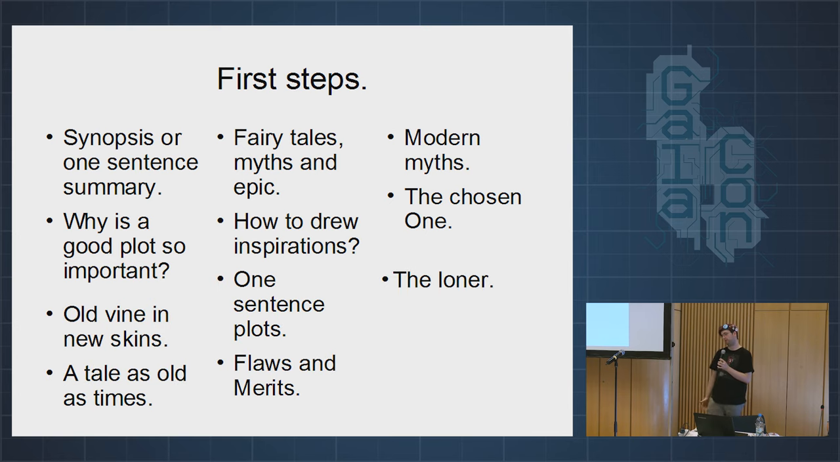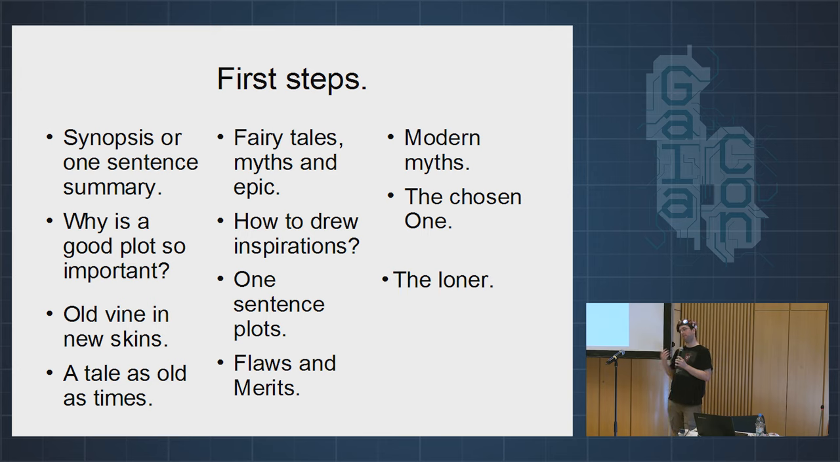The loner, the outcast, everything a brony could be. Well, that was obviously a joke. We are not loners, we are loners in a group of loners.